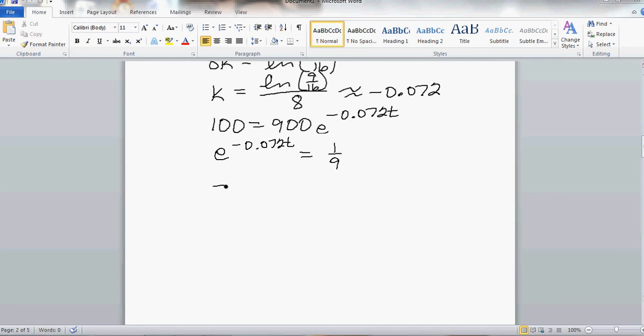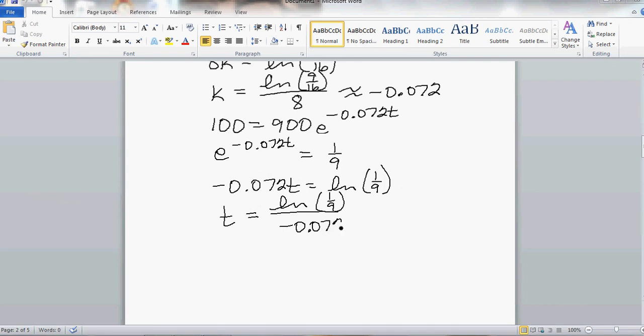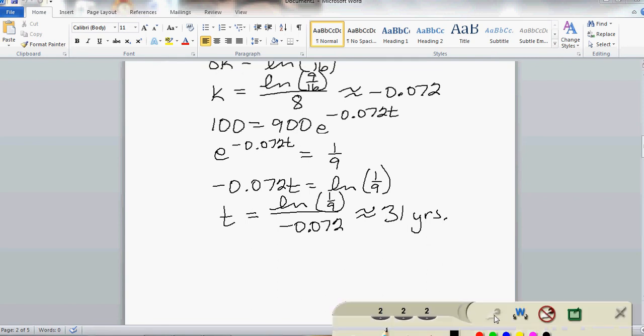Take the natural log of both sides. Negative 0.072t is equal to the natural log of 1/9. And then divide both sides by negative 0.072. So the natural log of 1/9 over negative 0.072 is equal to approximately 31 years. So it's still going to be a while, but you know what? In 31 years, those fish would become extinct.